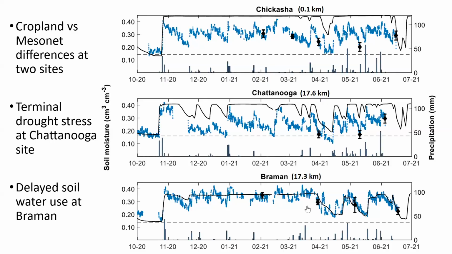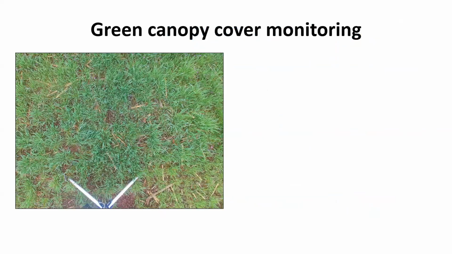And then at Bremen, which is the northernmost site, we see that during the winter and the very first part of the spring, very little soil water use at that site. So it's suggesting that the crop is not that active or not that well developed in terms of its growth. If we go into the green canopy cover, these are the type of images that you get, downward facing, from that CRONOS station.